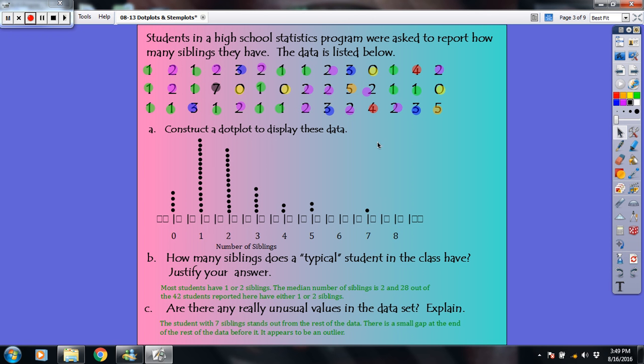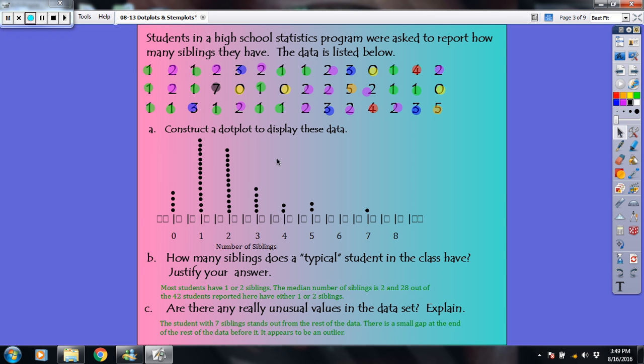So when we're talking about describing our data and how it is distributed, we would need to talk about the shape, the outliers, the center, and the spread. Well, we've talked about the center. That's where the majority of it seems to be, and that's where we have 1 or 2 siblings as being our measure of center. And then we have a gap here.